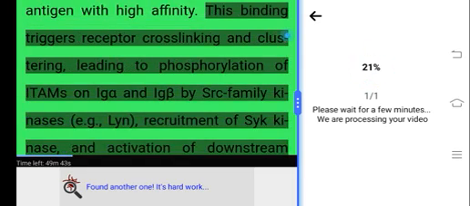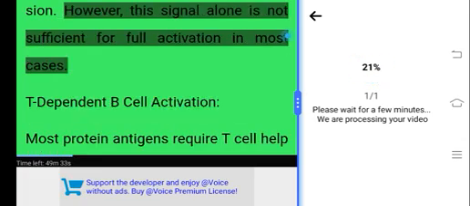This binding triggers receptor cross-linking and clustering, leading to phosphorylation of ITAMs on Ig-alpha and Ig-beta by SRC family kinases, e.g., Lyn, recruitment of SYK kinase, and activation of downstream pathways such as MAPK, PI3K, and NF-kappa B, leading to changes in gene expression. However, this signal alone is not sufficient for full activation in most cases.